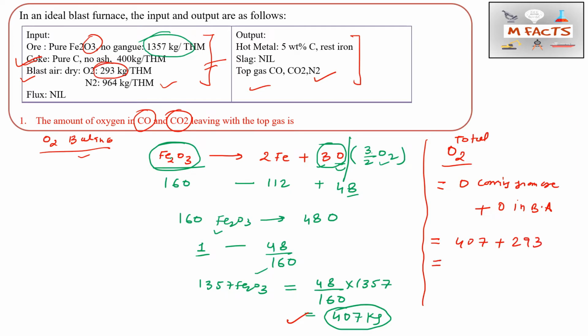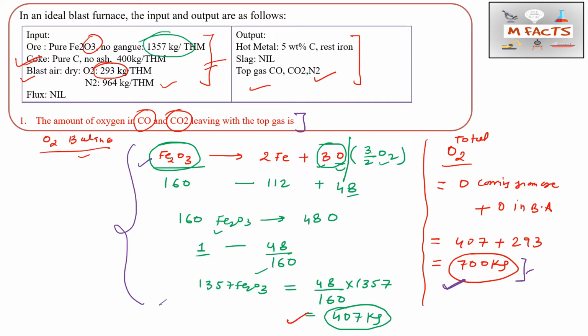Now we will add these values and we can find the answer to what they are asking in this question. The question was the amount of oxygen in CO and CO2 leaving with the top gas. This is the amount of oxygen which will actually react with the carbon and produce CO and CO2 in the top gases. This is how we calculated. This is a simple calculation of top gas. You can opt for this route if you don't have any other route. Just don't try to make it complex. This is an easier way of doing this type of question.